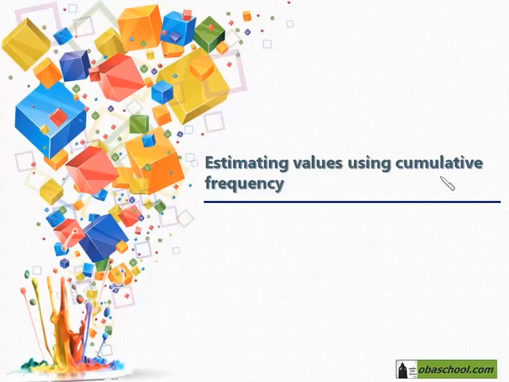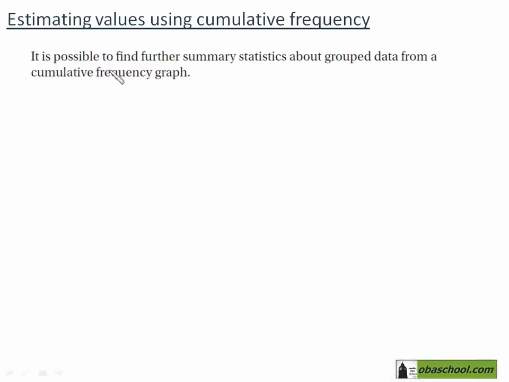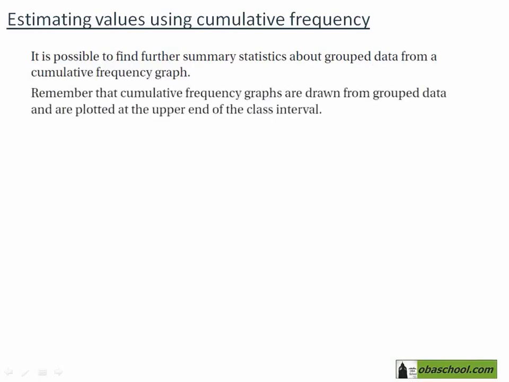We will be discussing estimating values using cumulative frequency. It is possible to find further summary statistics about group data from a cumulative frequency graph, and this is what we're going to see in this tutorial. Summary statistics such as the median and the IQR, within both the upper and lower quartiles, are going to be found and extracted from a cumulative frequency graph. This is what we're going to be working on in this tutorial.